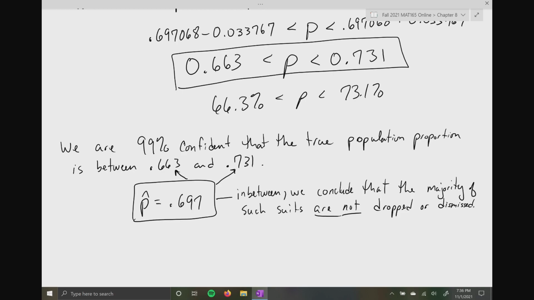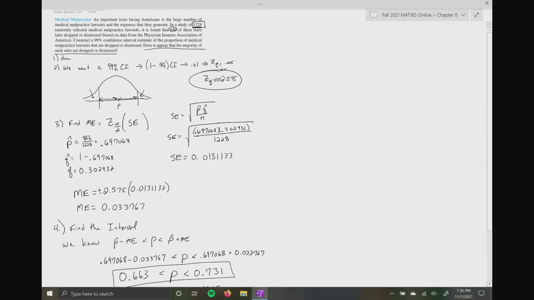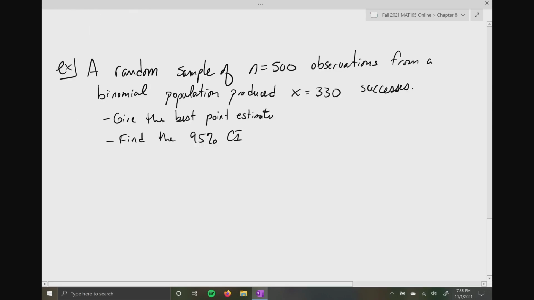Okay? So I hope that makes sense in terms of just calculating the confidence interval. Like I said, it's very simple, but boy, is there a lot of information that we actually went through here. Tons of information, okay? So let's go ahead and do another one here. Okay, so here's our next example. Very straightforward, nothing too crazy, all right?